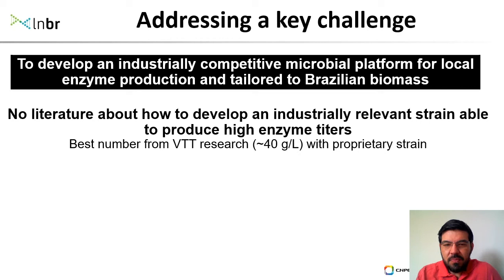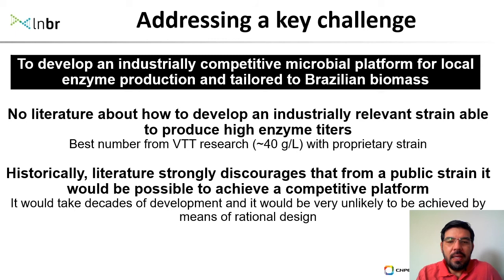Some things that should be considered in this presentation concern the lack of literature on how to develop this strain. The best numbers so far are from the VGT, 40 grams per liter, but they use a proprietary strain, not a public strain. And historically, the literature strongly discourages anyone from starting to develop a competitive strain from a publicly available microorganism. There is a common sense in the community that it would take several years or even decades for the development, and it is very unlikely to be achieved by means of rational design.